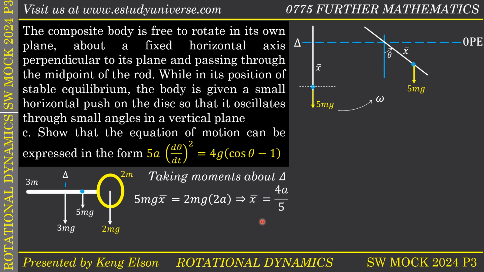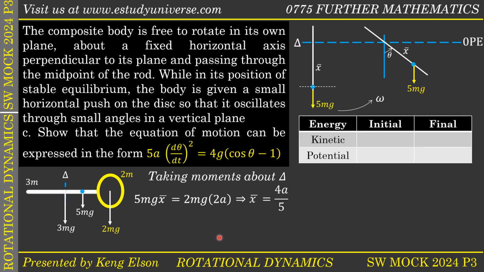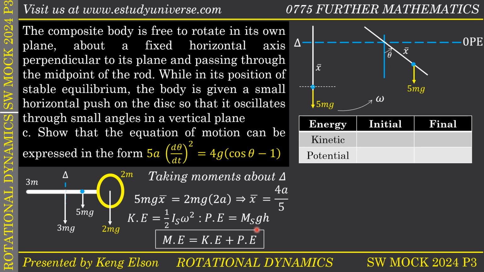So this x bar is the distance from the center of mass of the body to the line of zero potential energy. We need it, because we need to apply the principle of conservation of mechanical energy. So the kinetic energy normally is half times the moment of inertia of the system times omega squared, and the potential energy is mgh, where this h here is the displacement from the center of mass of the body to the line of zero potential energy. So the principle of conservation of mechanical energy says that the initial mechanical energy is equal to the final mechanical energy, but mechanical energy itself is a sum of the kinetic energy and the potential energy.